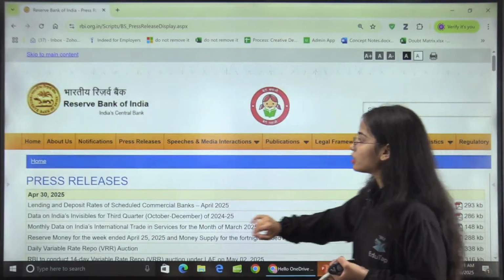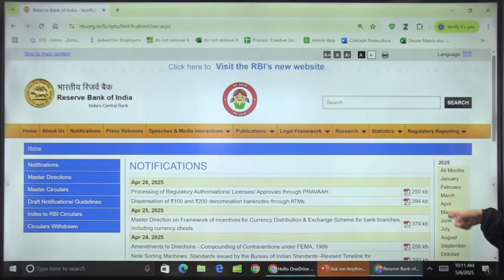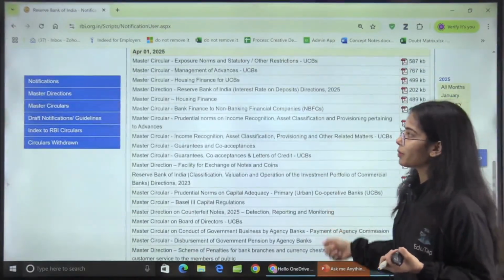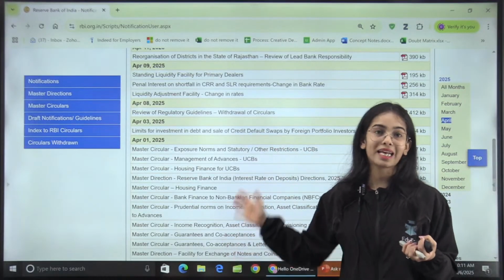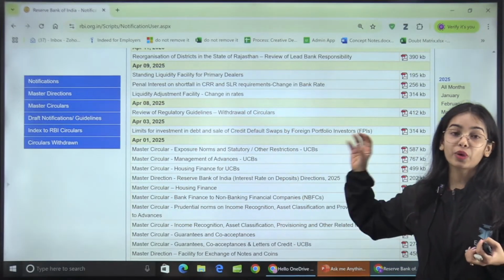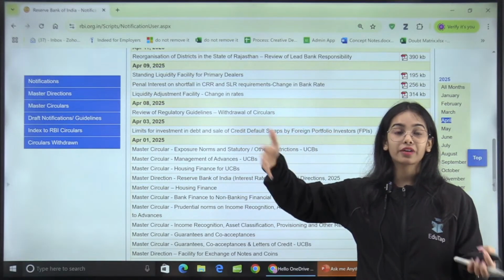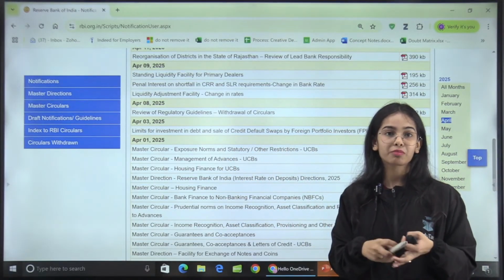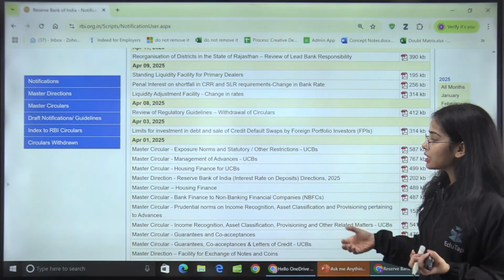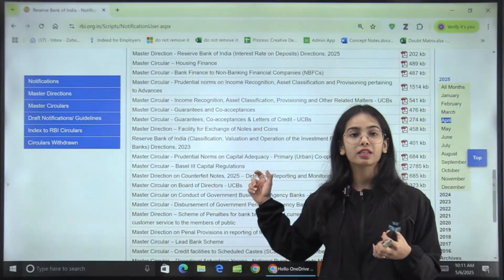Okay, now coming to the notification section. If we come to the notification section, again we will go to the April month, because that was the previous month. You will see that in April, on 1st April, multiple circulars are released, and each circular will be 10 to 15 pages. So if you see 25 circulars of 10 to 15 pages or more, it will be 300 to 400 pages that you will have to cover. First of all, you cannot remember that much, and it will be very, very complicated. These circulars are usually released for the banks, so that they follow them in the future also.